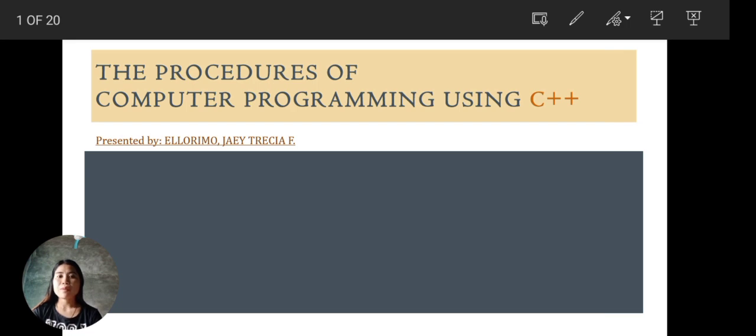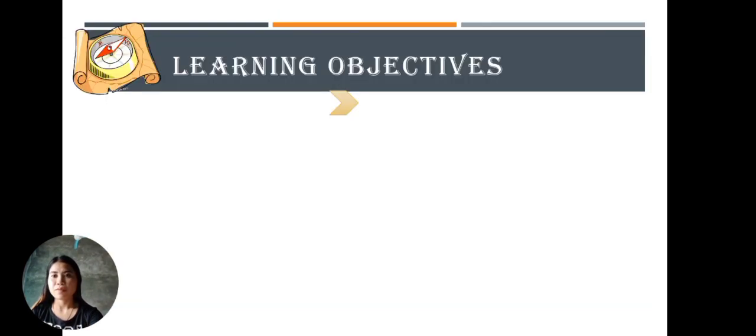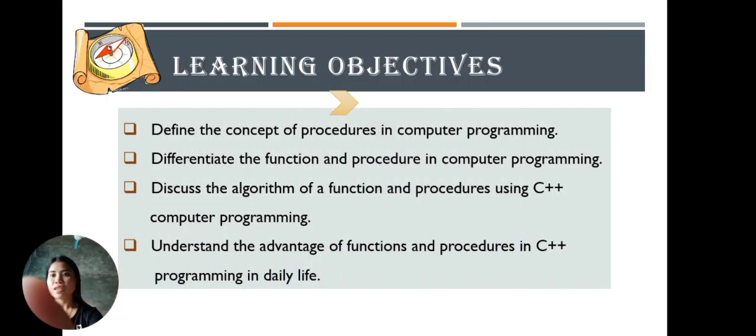So, before we begin the discussion, let me share with you our learning objectives. First is to define the concept of procedures in computer programming. Second, differentiate the function and procedure in computer programming. Then discuss the algorithm of a function and procedures using C++ computer programming. And lastly, understand the advantage of functions and procedures in C++ programming in daily life.